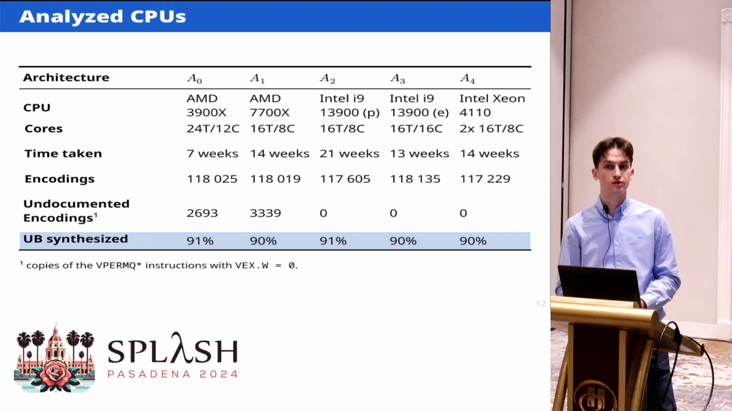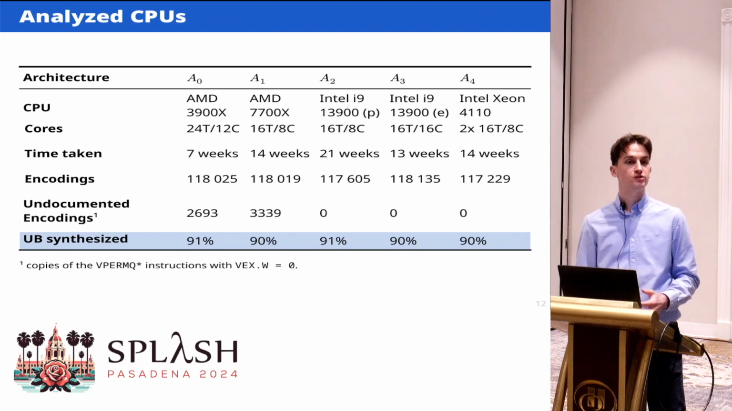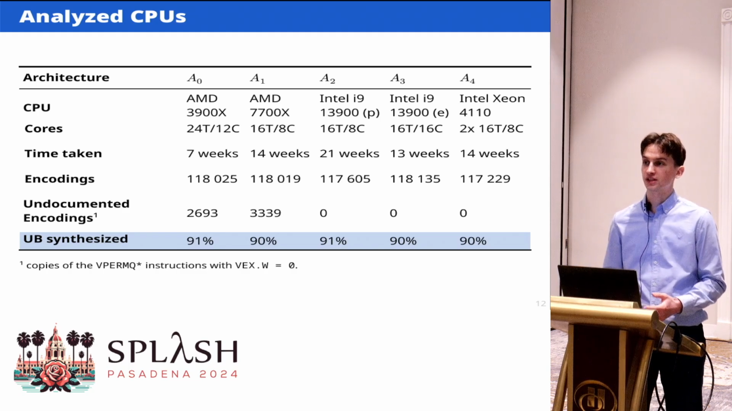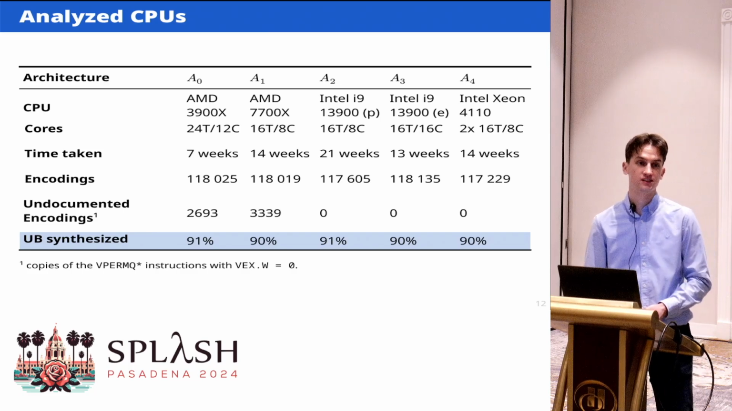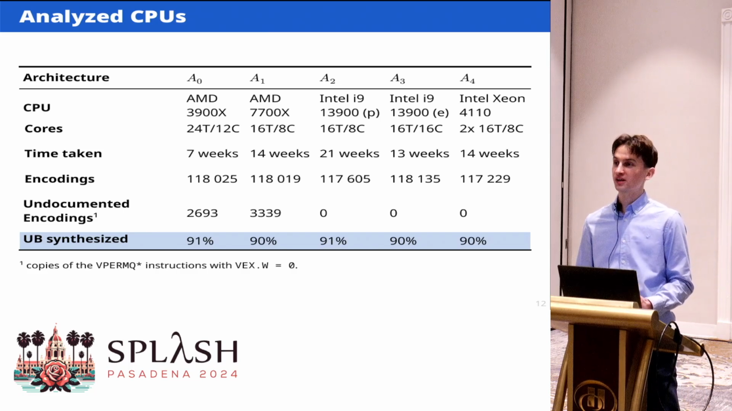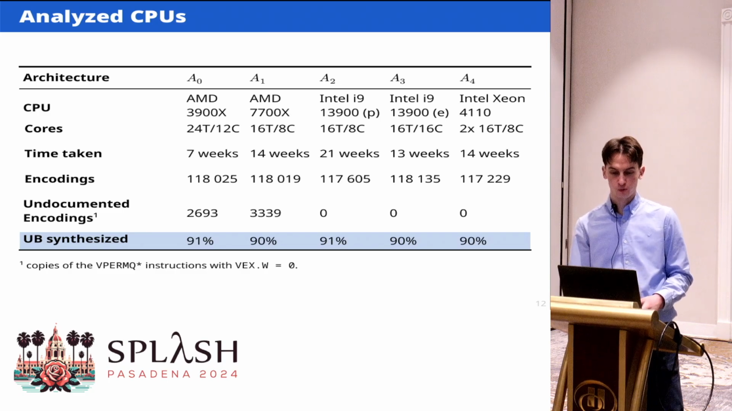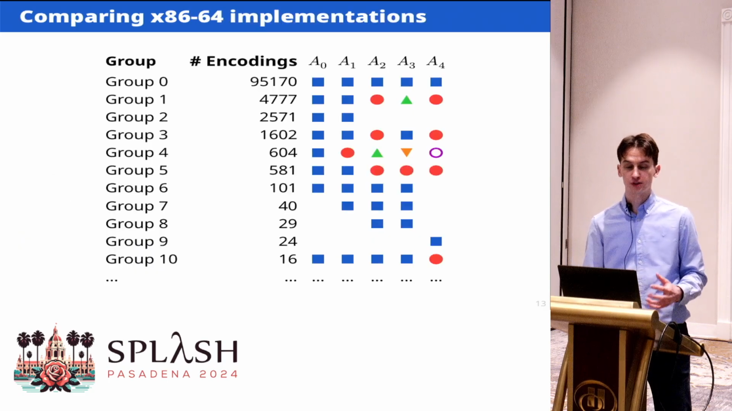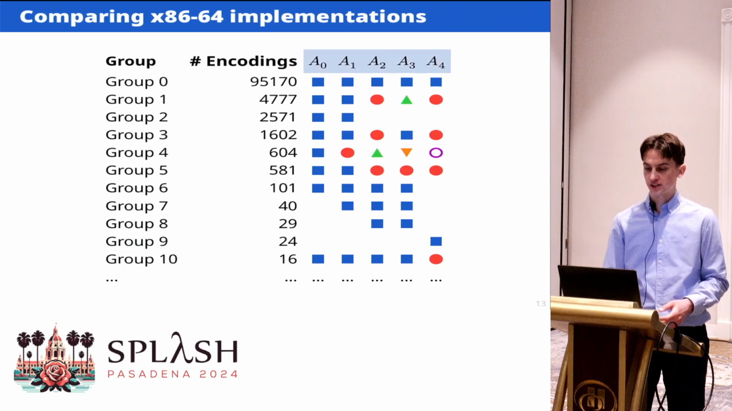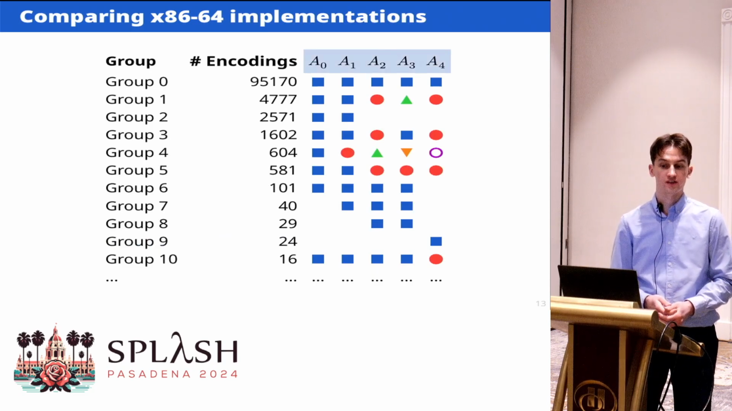And finally, as it turns out, we are also able to synthesize the undefined behavior that some instructions have quite well. For around 90% of all encodings that have undefined behavior, we're able to synthesize their semantics. That means we can also compare these differences. When we do that, we get a table that looks something like this. Here at the top are again the 5 architectures that we analyzed.